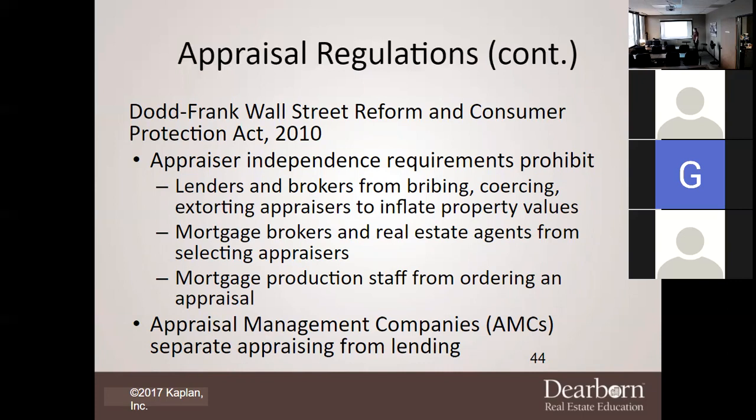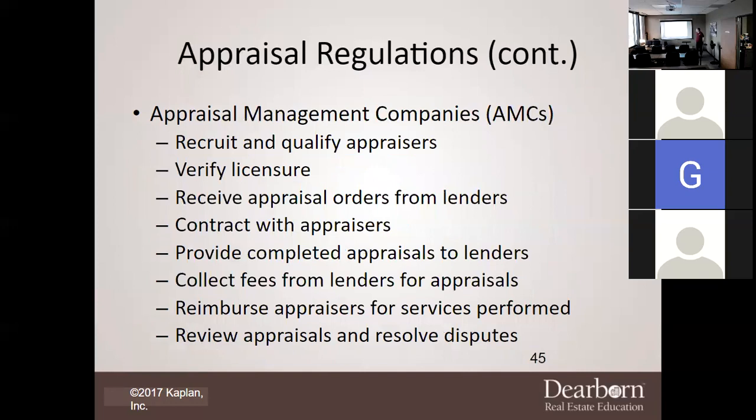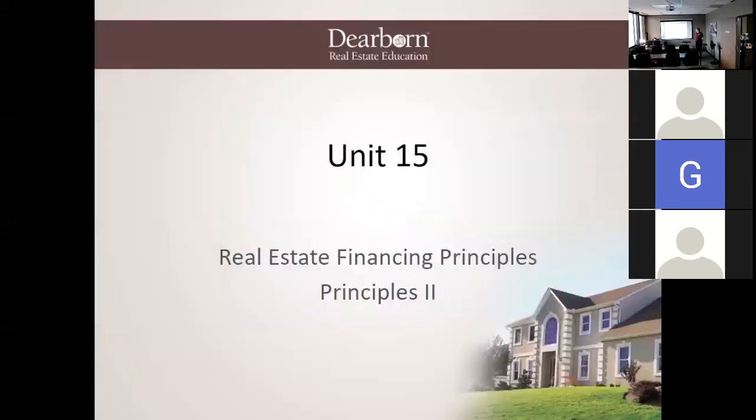The mortgage production staff cannot order an appraisal, and the appraisal management companies, which are the AMCs, are separate from the appraising and the lending. They're completely separate in that situation. The AMCs basically recruit and qualify appraisers. They verify the licensing. They receive appraisal orders from the lenders, and then they contract with the appraisers. They further provide the completed appraisals to the lender. They collect the fees from lenders for the appraisals, and they reimburse the appraisers for the services that they perform, as well as reviewing the appraisals to resolve any disputes.